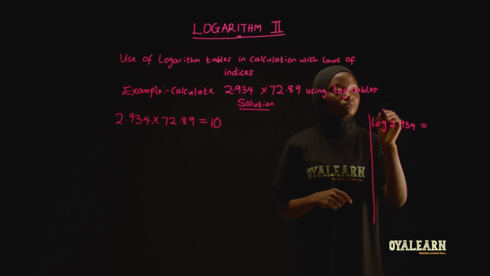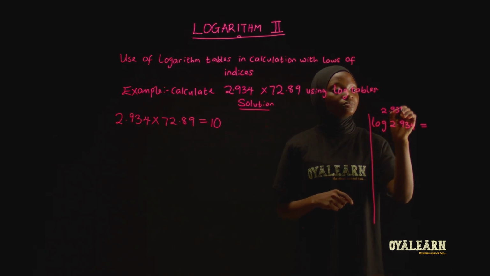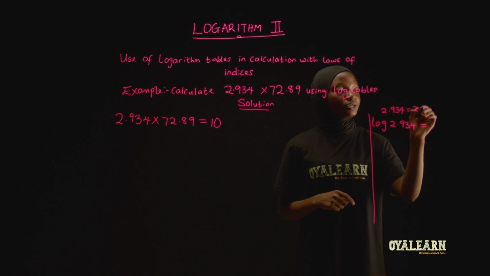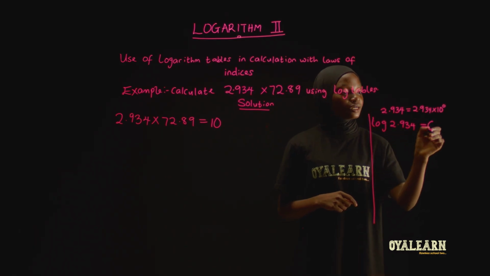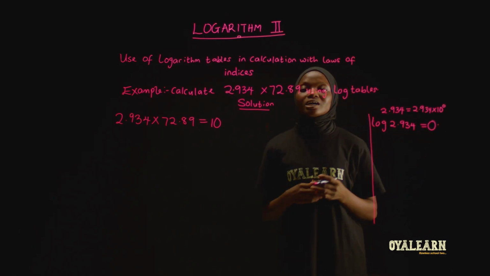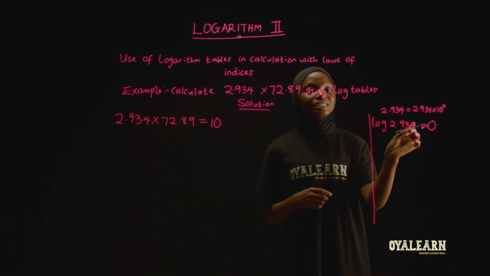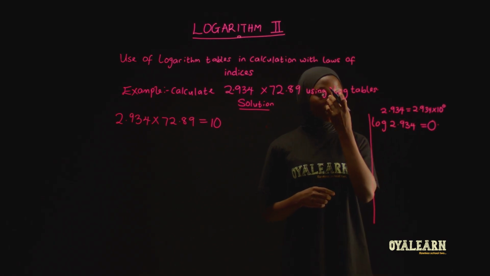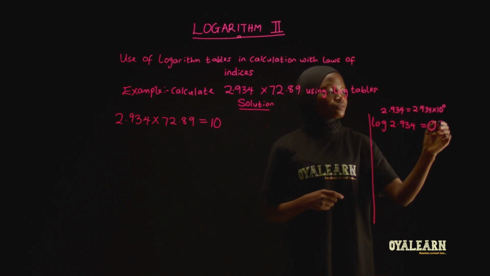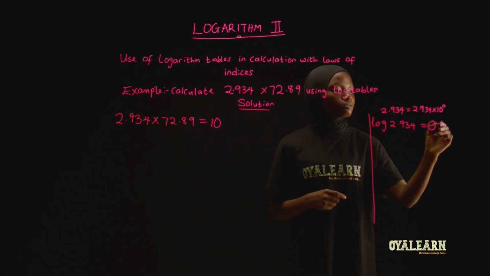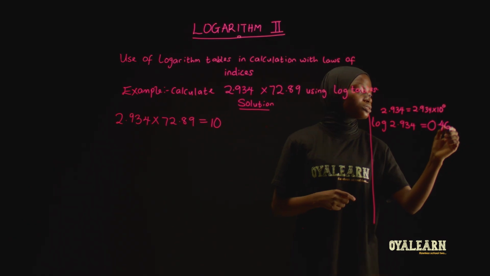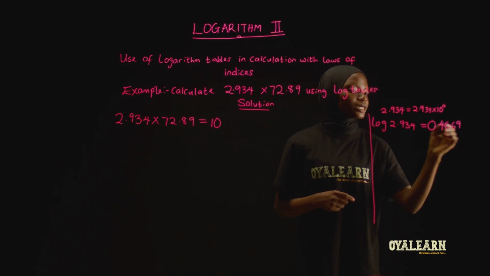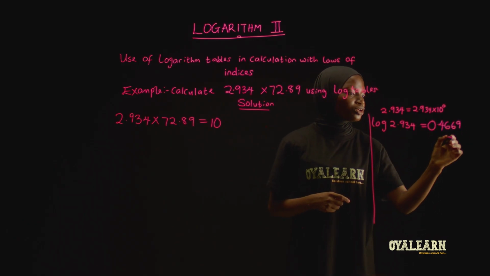2.934 in standard form is the same as 2.934 times 10 raised to the power of 0. So this 0 is the whole number we're writing down, 0 point. Now we check our four-figure table. 29 under 3, difference 4. 29 under 3 we'll be having 4,6,6,9. Difference 4 we have 6.